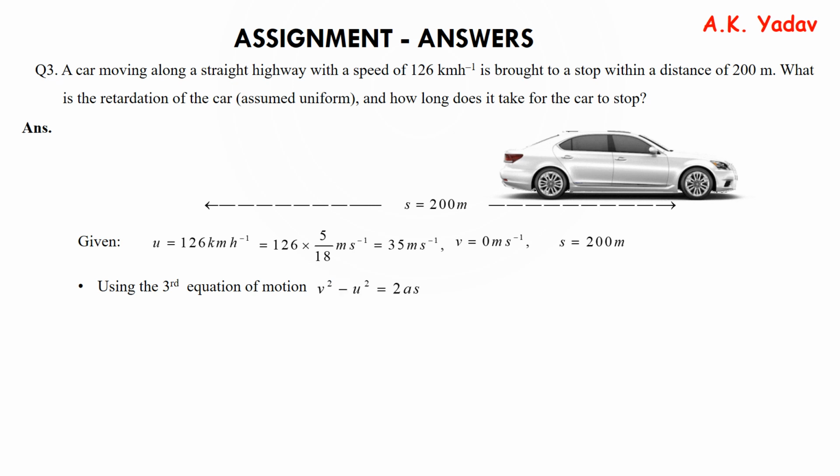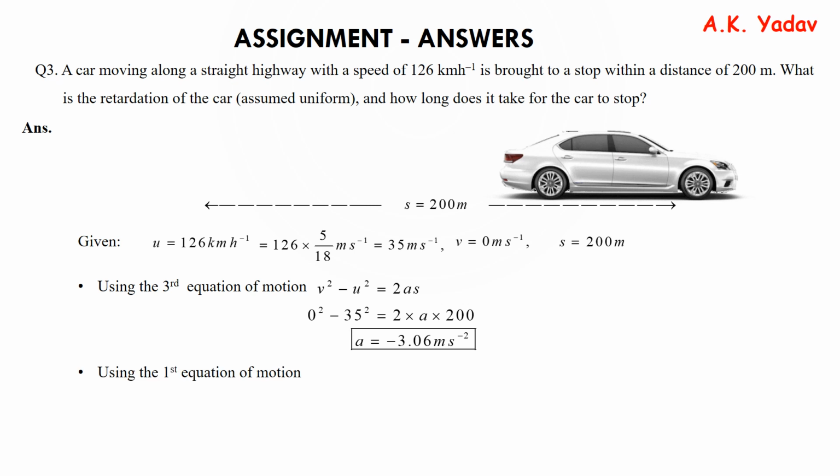So let's use the third equation, that is v square minus u square is equal to 2as. We put the values and we find out that a is minus 3.06 meter per second square. Now we have to find the time. So let's use the first equation, that is v equal to u plus at.